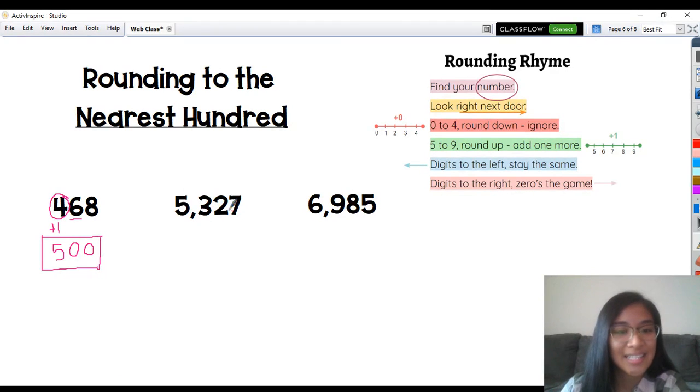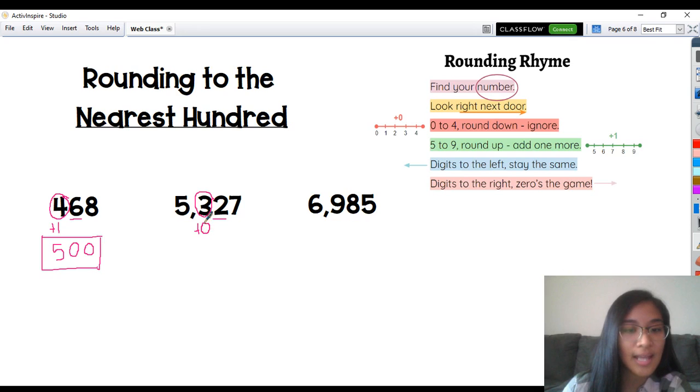So let's continue. I'm going to look at the digit that is in the hundreds place, and for this number, it is 3. I'm going to underline the digit to the right. 2 is 0 to 4, so I should round down. I'm making sure that that's underneath my hundreds place. 3 plus 0 is still 3. Digits to the left can stay the same, so that is a 5. And 2 has to turn into 0. 7 has to turn into 0 because they are digits to the right. And so 5,327 is 5,300.